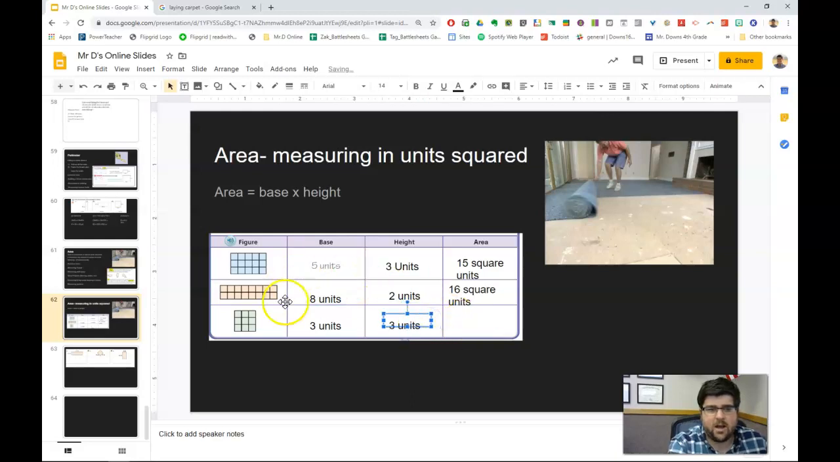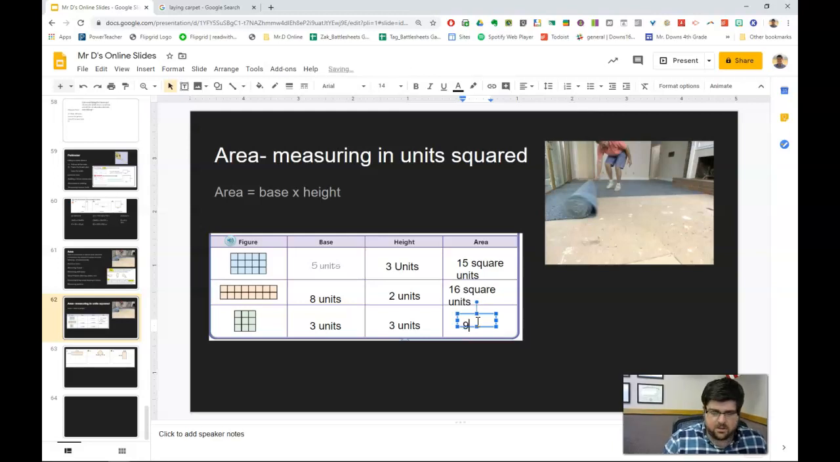So that means the area, I could count up all of those individual squares one by one. Or I could say this is kind of like having 3 groups of 3, right? There's one group of 3 in one column, another group of 3 in another column, and another group of 3 in another column. So the total would be 9 square units.